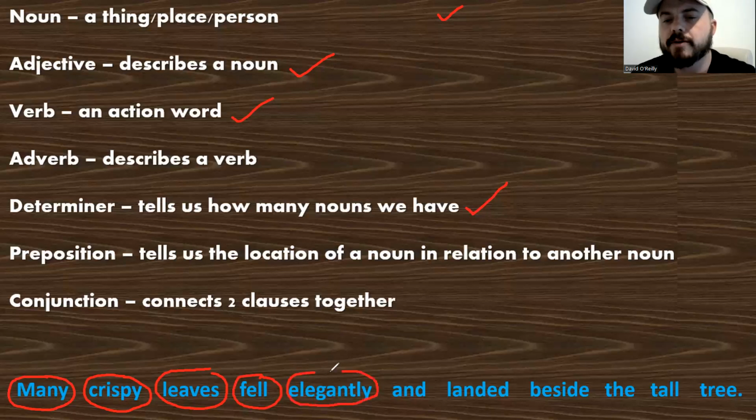This is probably the word that tripped a lot of people up because we've looked at a similar sentence to this one in our lesson, didn't we? And not so much the vocabulary, but the word class of this word tripped a few of us up. So elegantly, think about it. What word class would it belong to and why? It is an adverb. The reason it's an adverb is because it's describing the way the verb happens. It's describing the verb. The verb is fell. It's describing how the leaves fell. The leaves fell elegantly. They fell quickly. They fell slowly. So if we describe the verb, we're using an adverb.